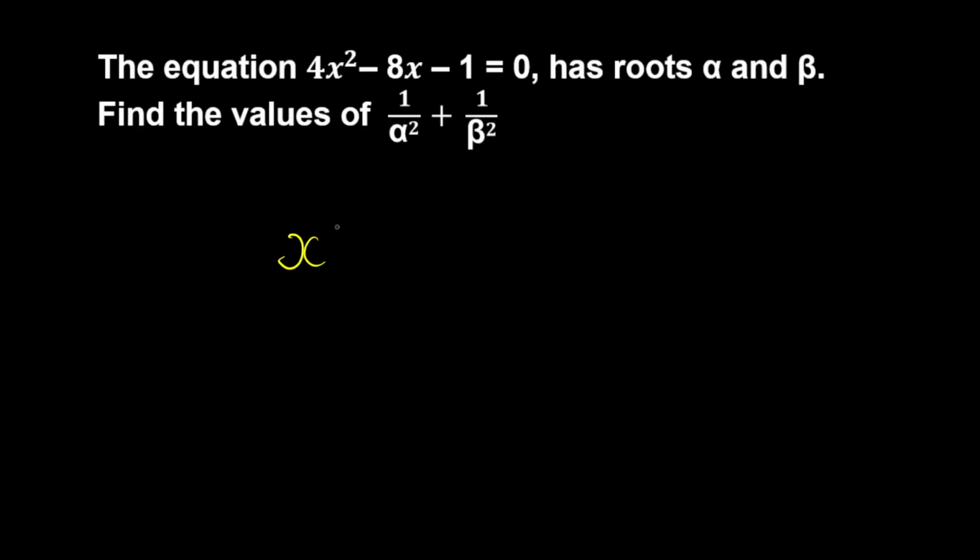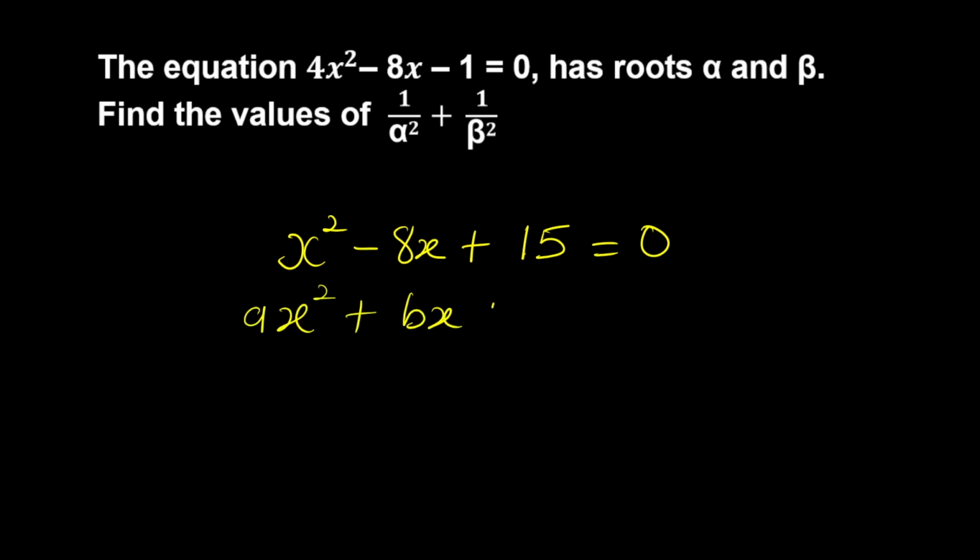Consider x squared minus 8x plus 15 equals 0. How can we determine the sum of roots and the product of roots in this equation? Let's compare it with our standard equation, which is ax squared plus bx plus c equals 0.